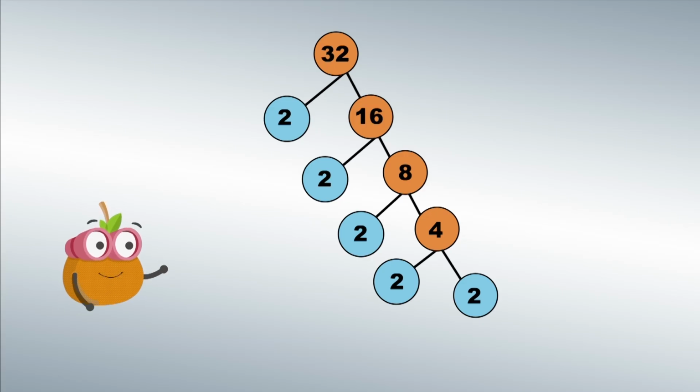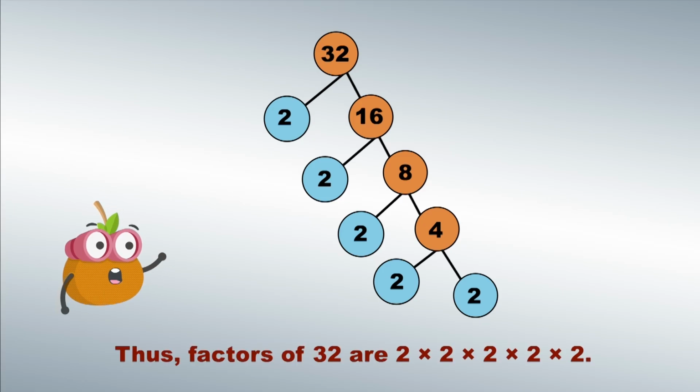Step 3. The branch with 16 splits into two branches, each with 2 and 8. At the end, split the number 8 into 2 and 4, and the number 4 into 2 and 2. Stop when you find all prime numbers and the last row has only the prime numbers. Thus, factors of 32 are 2 multiplied 2 multiplied 2 multiplied 2 multiplied 2.